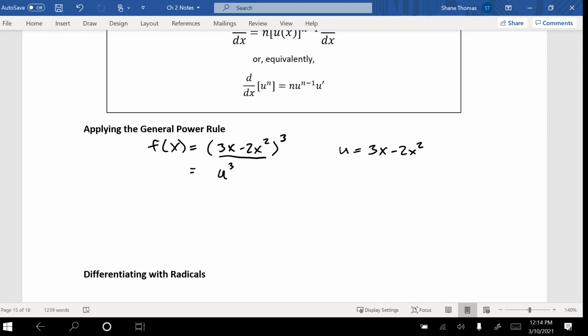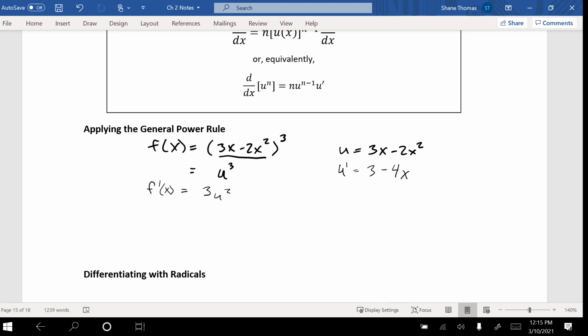All right, now let's find f prime of x here. What is the derivative of u to the third power? 3u squared, perfect. What is u prime? Yep, 3 minus 4x. Okay.